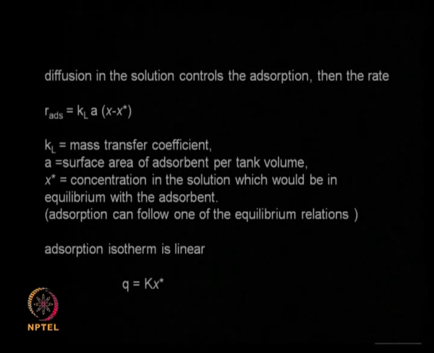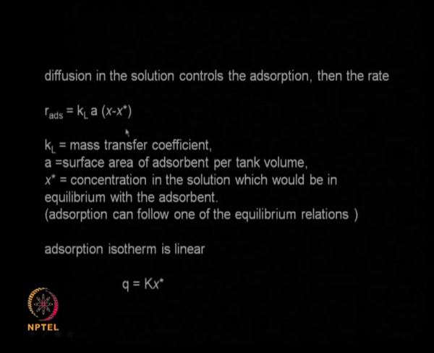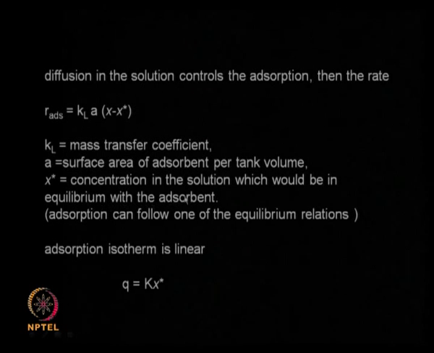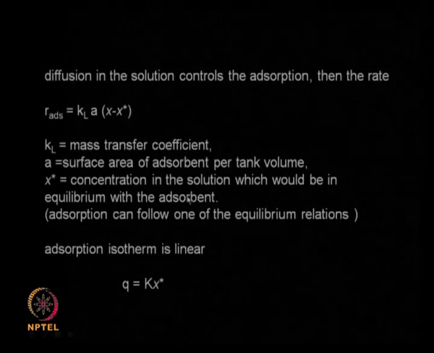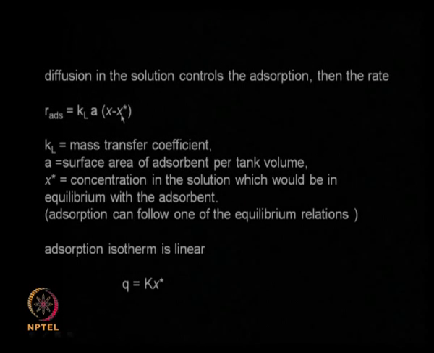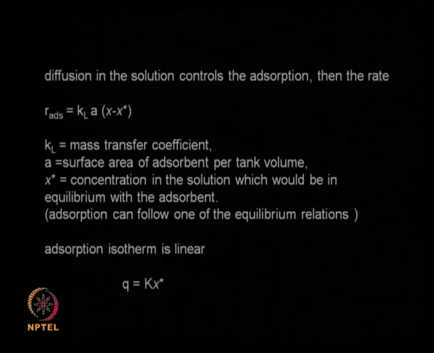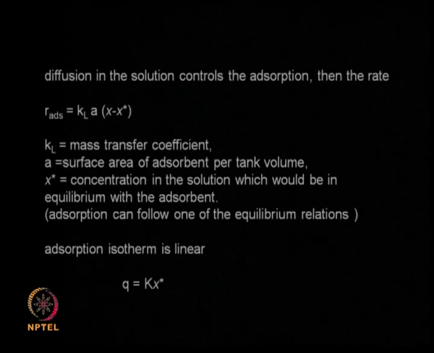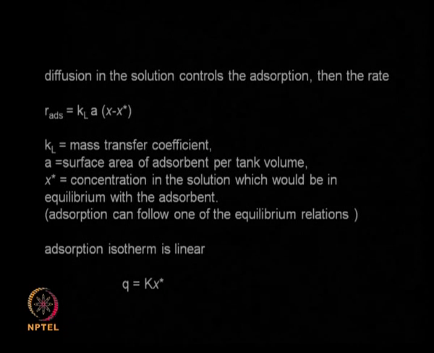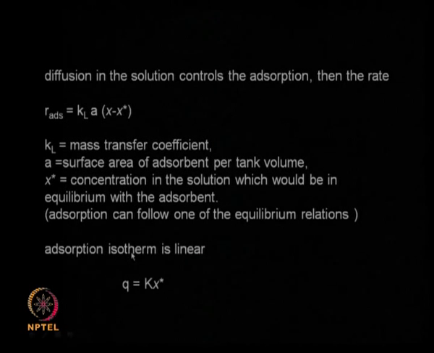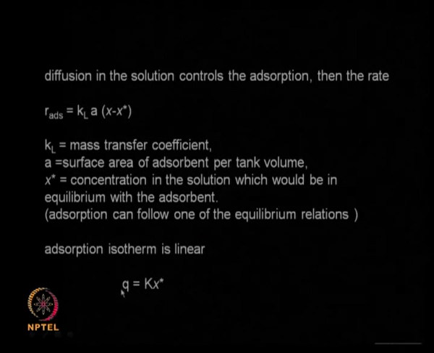Okay. Now, how do you calculate x star? X star is, as I said, concentration of solute in the solution which would be in equilibrium with the adsorbent. This is nothing but the adsorption isotherm. So, x star and Q will have a mathematical relation. It can be a linear relation, that is linear isotherm, it could be a Freundlich type of relation, or it could be a Langmuir relation. We will take a linear case. So, if you take a linear adsorption isotherm, then Q will be equal to K x star.